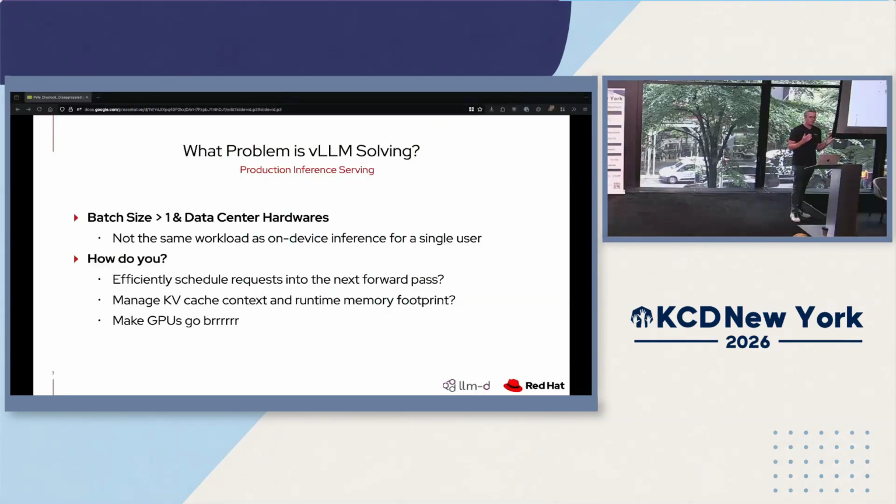So why do we even need something like vLLM? Why do we need specialized software for serving a large language model? Maybe this is a simplistic answer, but production inference serving of LLMs is a really hard problem because we're dealing with batch sizes greater than one. It means we have multiple concurrent users in a system. So vLLM's real job is to manage those requests, and we'll talk through why that's a hard problem shortly. vLLM's job: efficiently schedule the requests, manage the internal state of those requests, and make GPUs go burr.